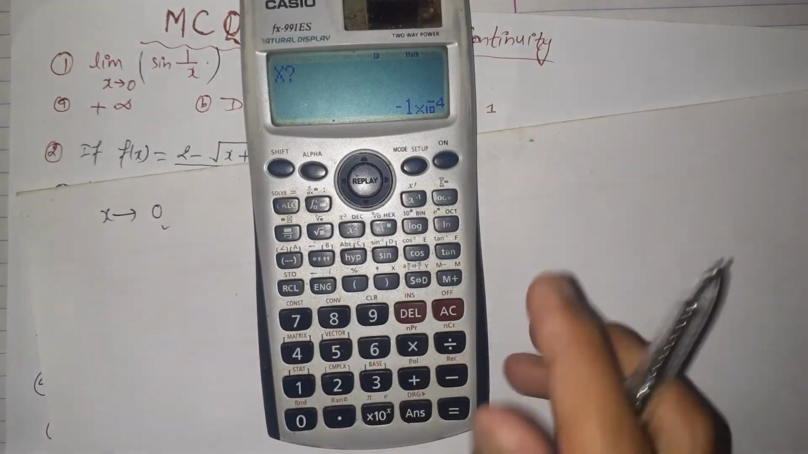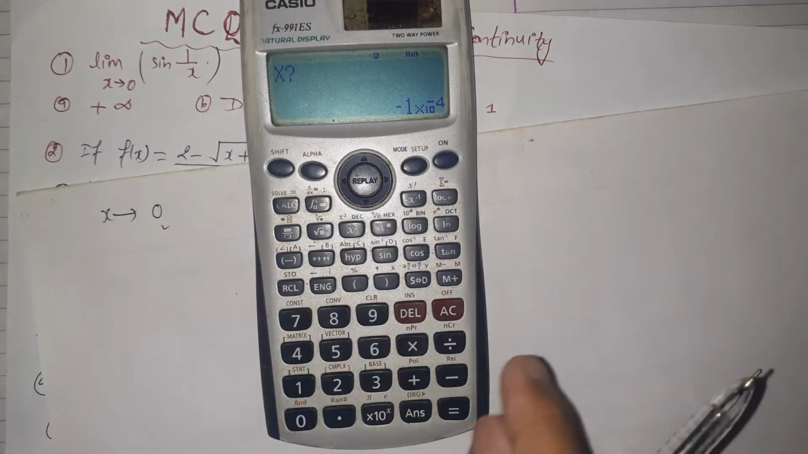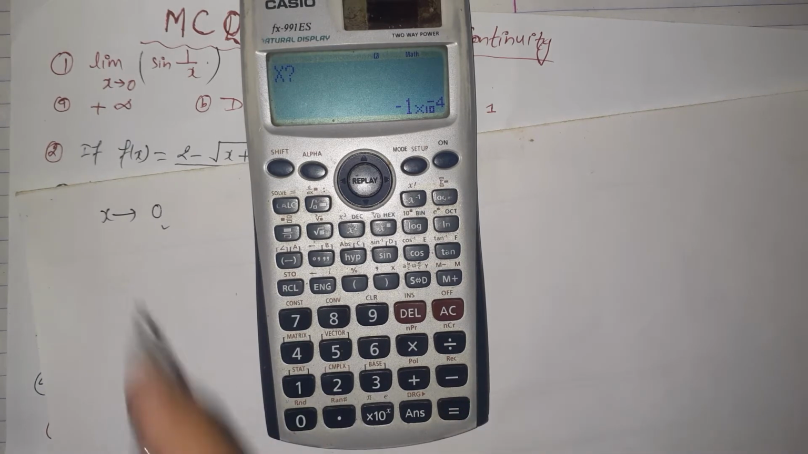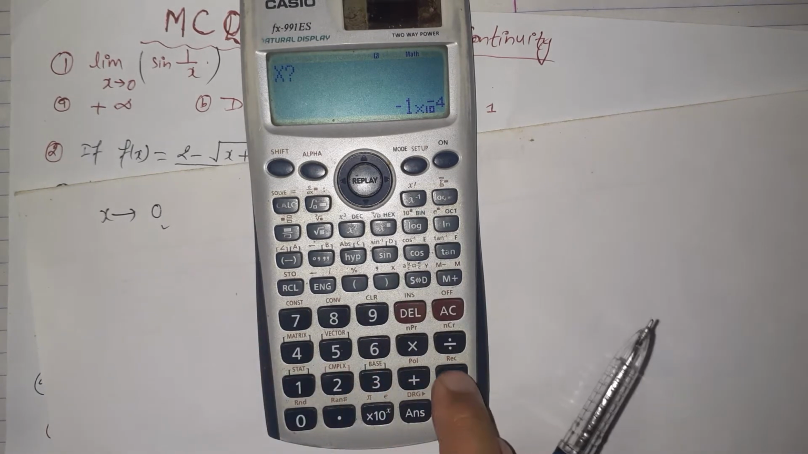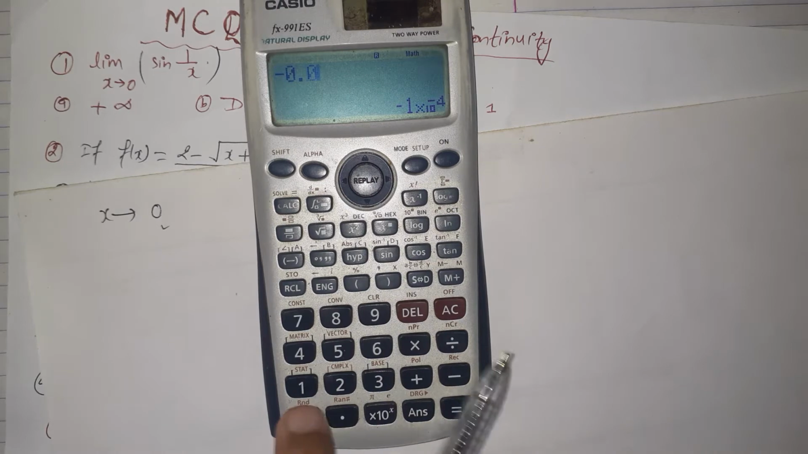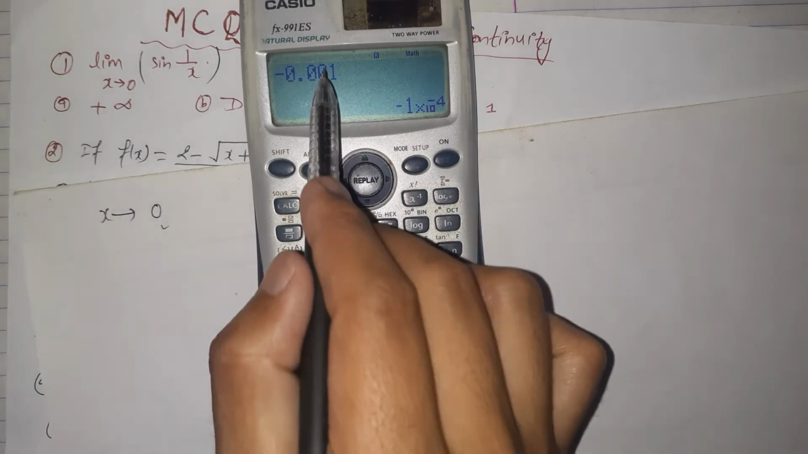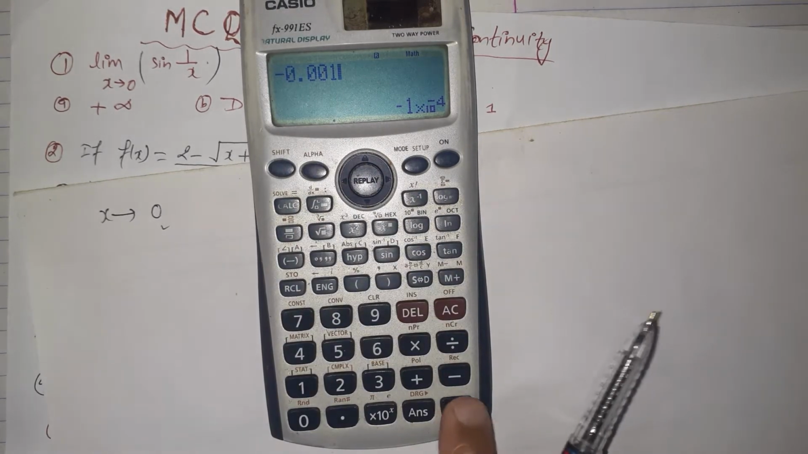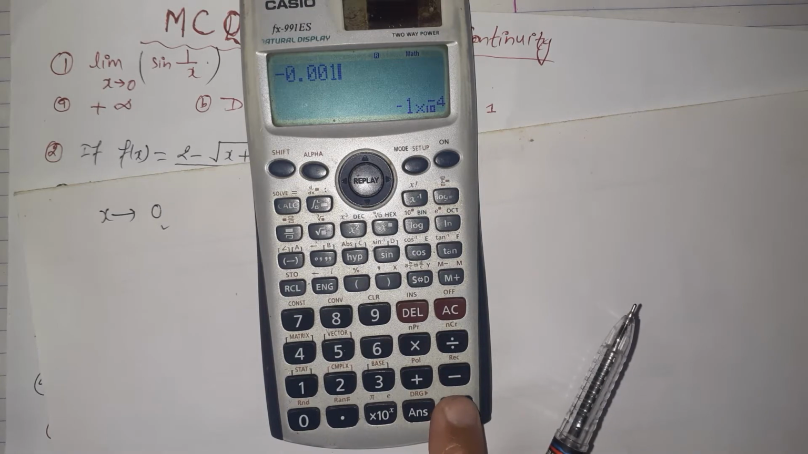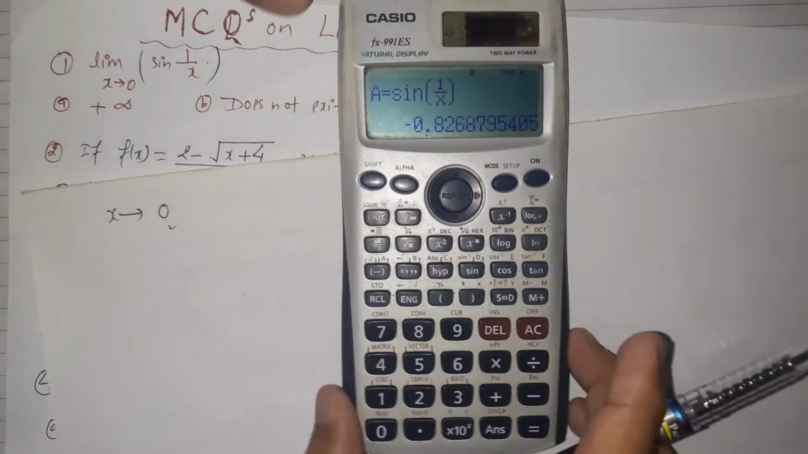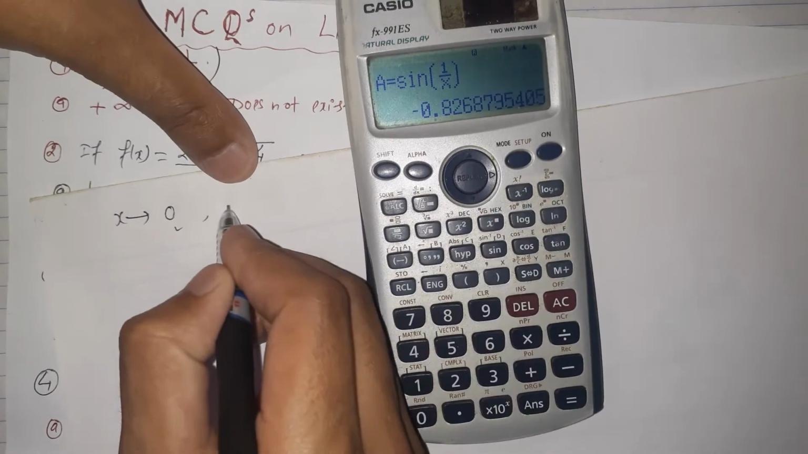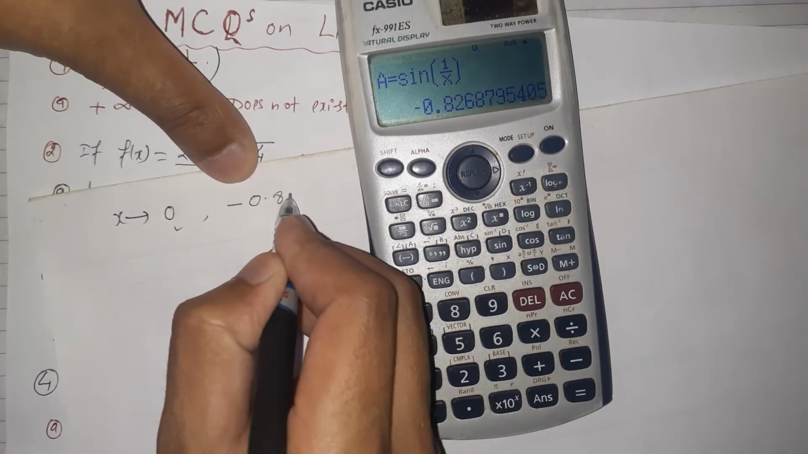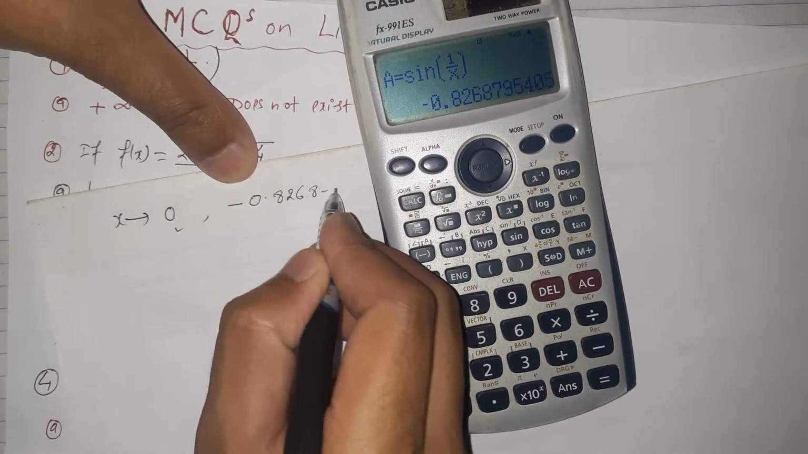Let's first approach from the left side, negative 0.001. It is very close to 0. Then press the equals to button, and it gives negative 0.8268 and something.